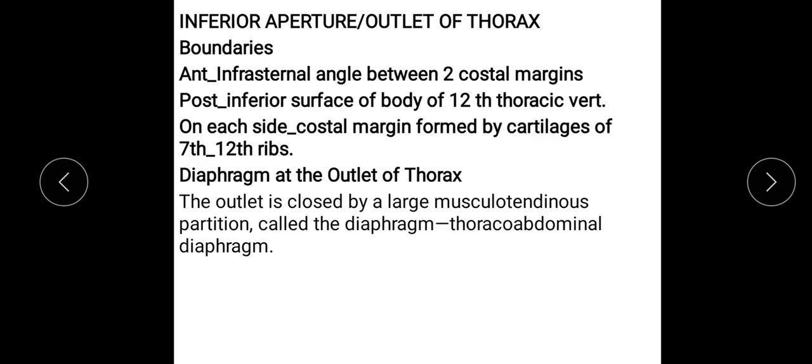On each side, there is a costal margin formed by the cartilages of the 7th to 12th ribs. These form the boundaries of the outlet of the thorax. This outlet is covered by the diaphragm. This diaphragm is the large musculotendinous partition between the thorax and the abdomen, also known as the thoraco-abdominal diaphragm.